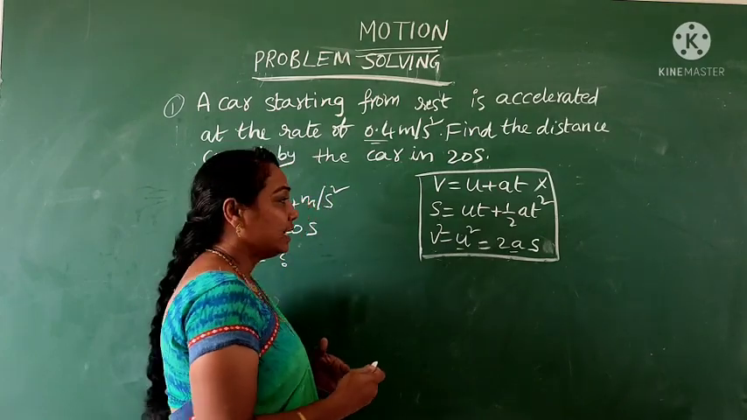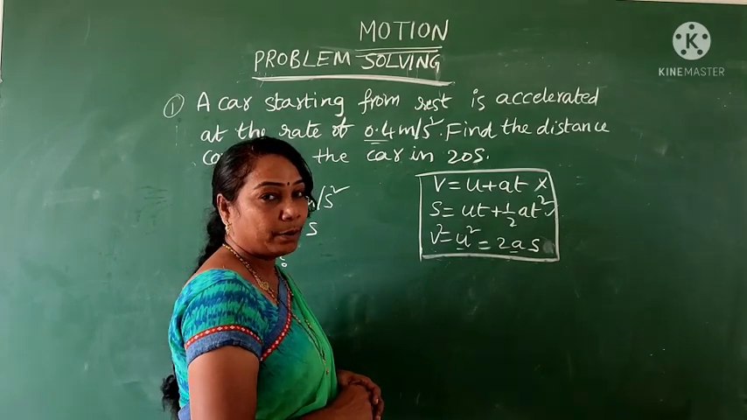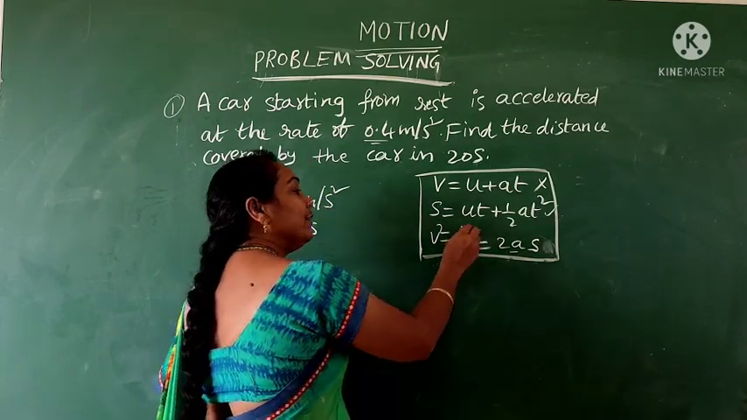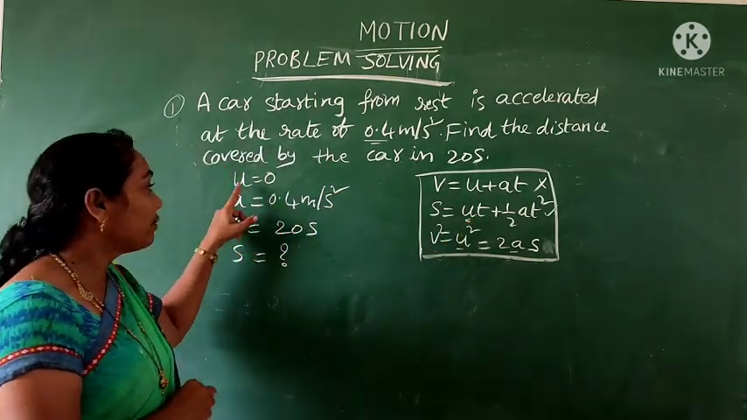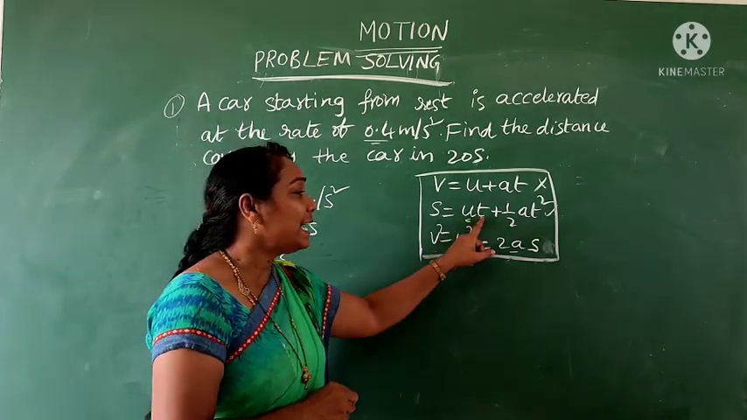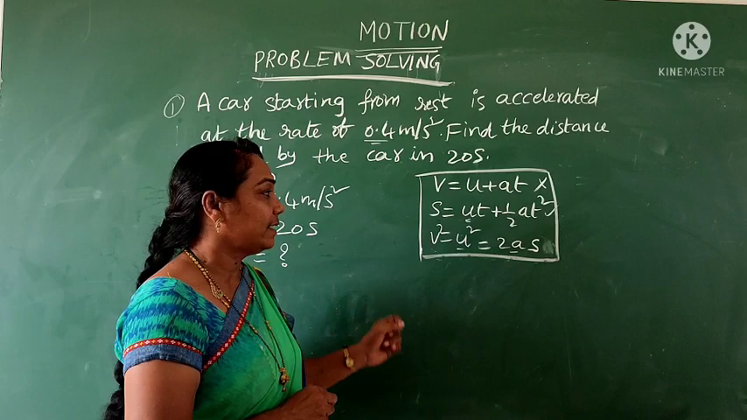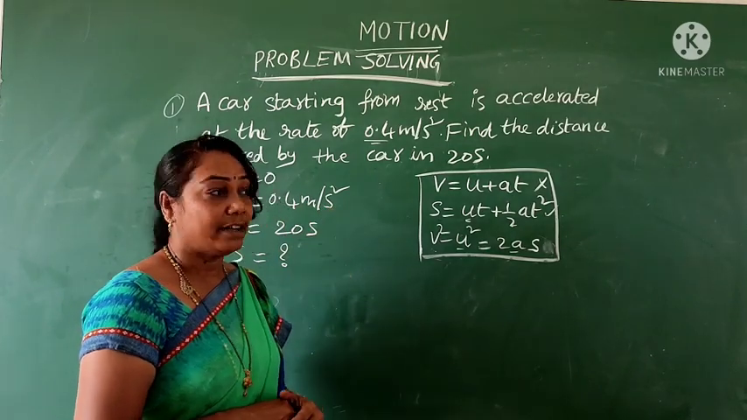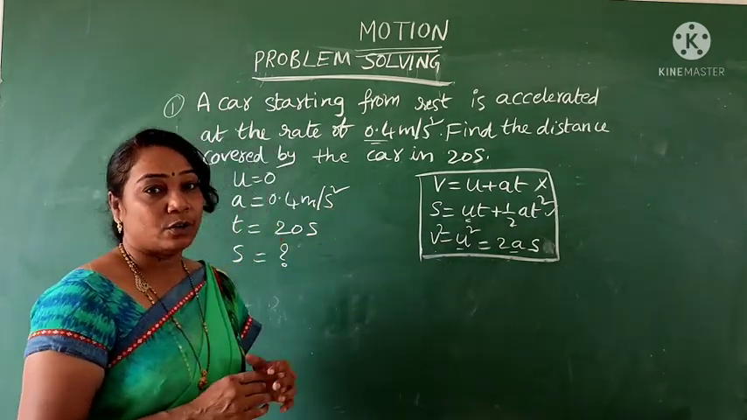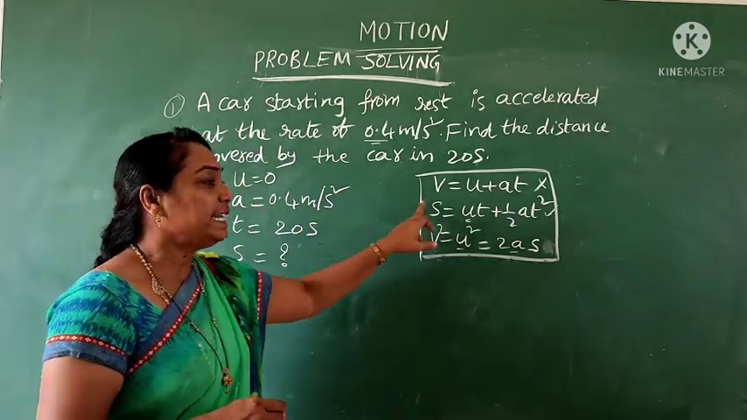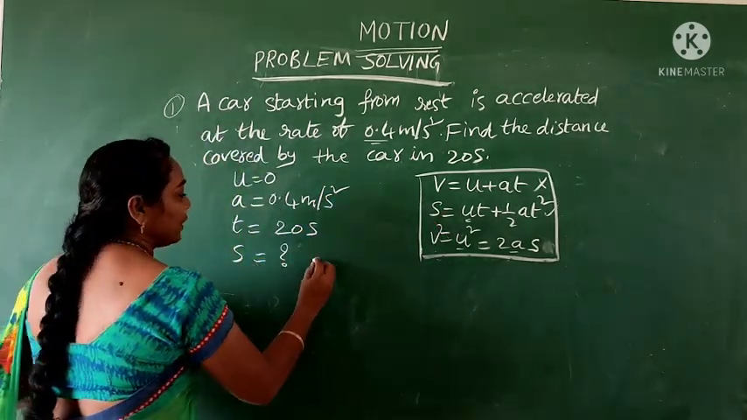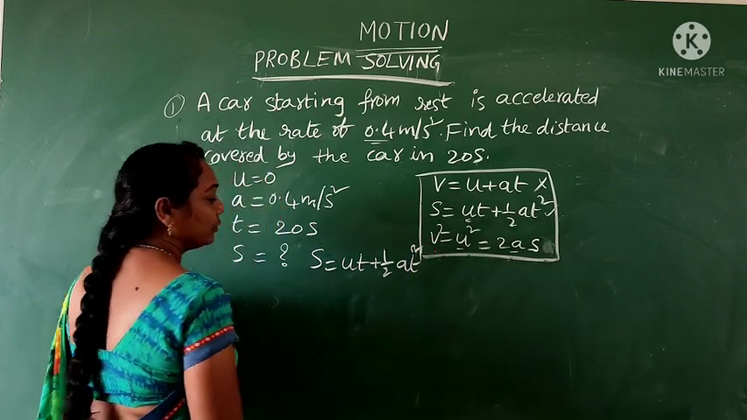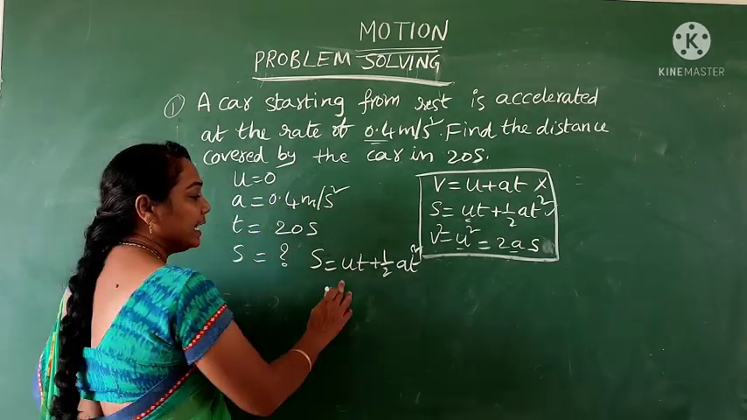Now, we have to use this formula to solve the problem. s = ut + half at². Here, we know the value of u. What is the value of u? u = 0. Next, what is the time? Time is 20 seconds. And what is the acceleration a? Acceleration is 0.4 meter per second square. We have to find out s value. So, substitute all these values in this equation. Okay? s = ut + half at².